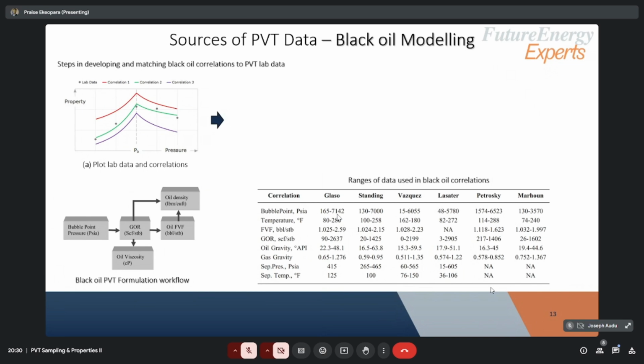So it means that anytime you are trying to estimate bubble point pressure that is outside the range of 165 to 7,142, GLASO won't be a good option for you. It's the same thing across other PVT parameters, temperature, formation volume factor, gas oil ratio, across all the correlations that you have. Okay, so I believe that must have answered that as well.